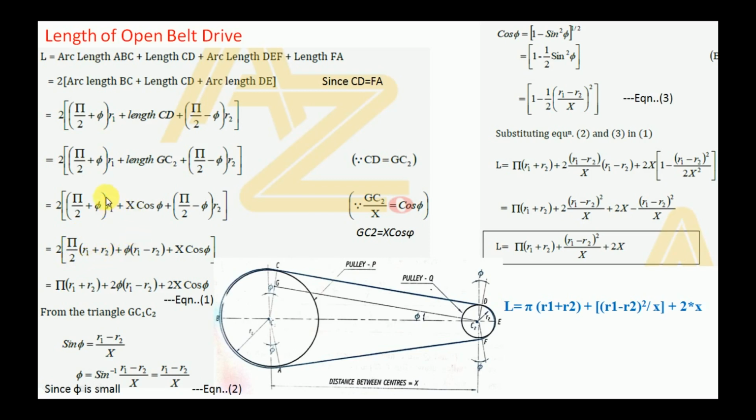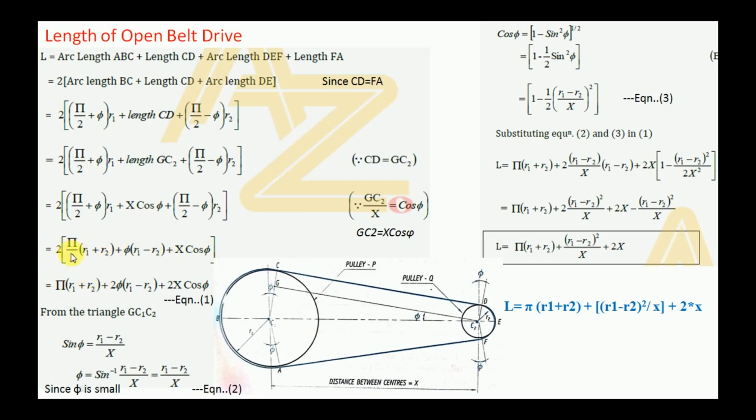Then again, another term is there with pi r1, so we will take pi outside as common, with r1 inside. Then the third term is minus pi r2, so taking pi outside, minus r2 remains inside, plus x cos phi will keep like this only. Now we will take the 2 inside for all the terms.